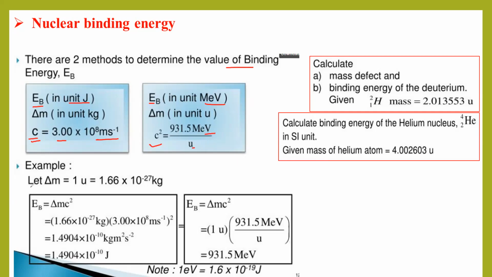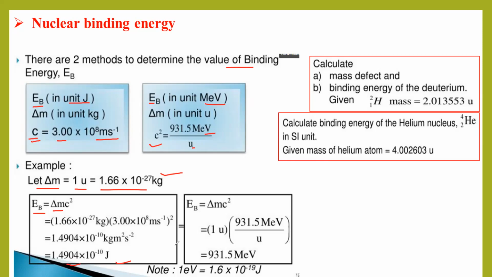For example, if we have delta M equal to 1 U, what is 1 U? 1 U is 1.6 into 10 to the power minus 27 kilogram. This is the nuclear mass. Now we have to calculate the binding energy. So EB is equal to delta M C square. Delta M is given already, 1.6 into 10 to the power minus 27 kilogram into 3 into 10 to the power 8 meter per second whole power 2. So it would come in joule as 1.4904 into 10 to the power minus 10 joule.